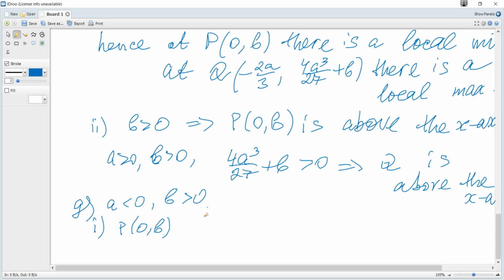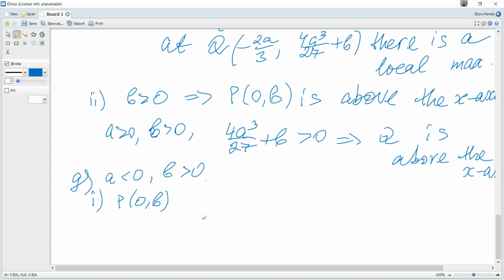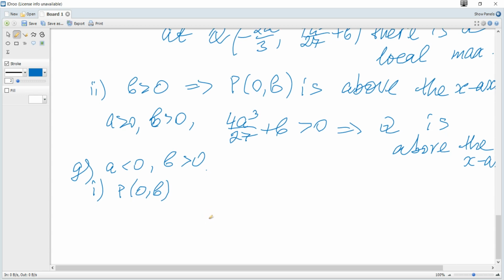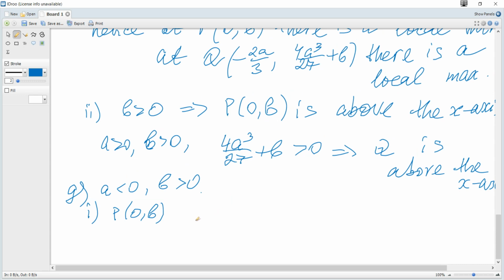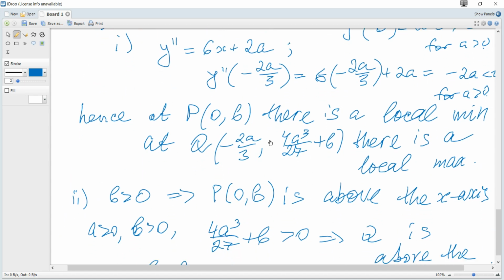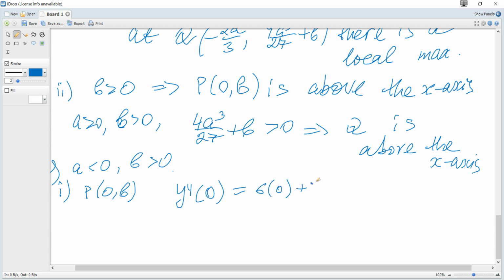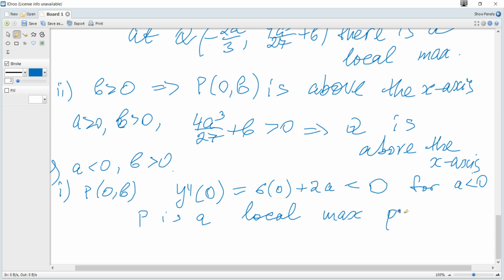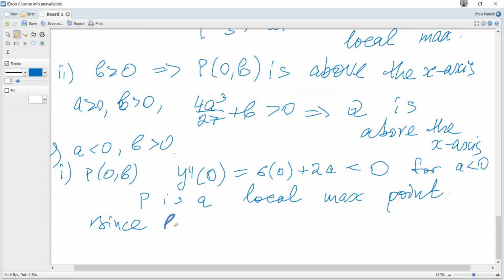But we need to show it using the second derivative. So P is (0, b), and the second derivative is again 6x plus 2a. At 0 it is 6 times 0 plus 2a, which is negative, or less than 0, for a is negative, and it implies that P is a local maximum point, and since b is greater than 0, P is above the x-axis.